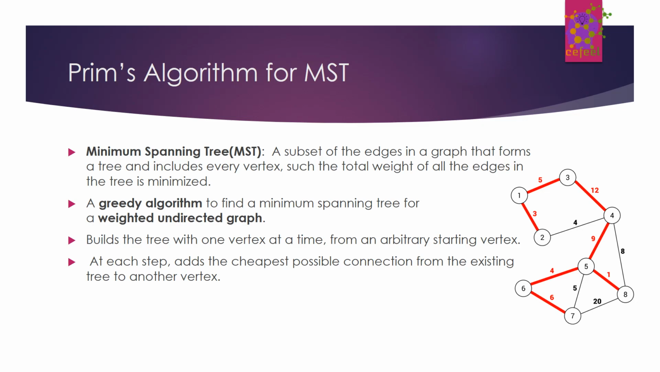Intuitively, this algorithm starts with a vertex and builds the tree one vertex at a time. We pick a vertex, and we add another vertex in such a way that the edge we have chosen is the minimum. Initially we start at an arbitrary vertex, and at every step we keep adding a new vertex in such a way that the connection we choose is the cheapest one. On the right-hand side we can see a graph where the minimum spanning tree is highlighted. It covers all the vertices, it doesn't leave any vertex, and it is a tree, which means there are no cycles in it.